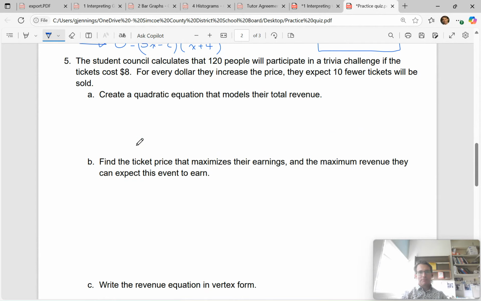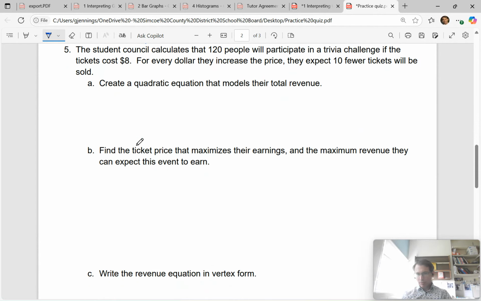Okay, let's keep going. Last one's a word problem. We're going to see a word problem like this tomorrow. The school council feels that 120 people will participate in a trivia challenge if the tickets cost $8. For every dollar they increase the price, they expect 10 fewer tickets will be sold. So if we were to create a quadratic equation that models our total revenue, our first question we should be asking ourselves is, what don't we know?